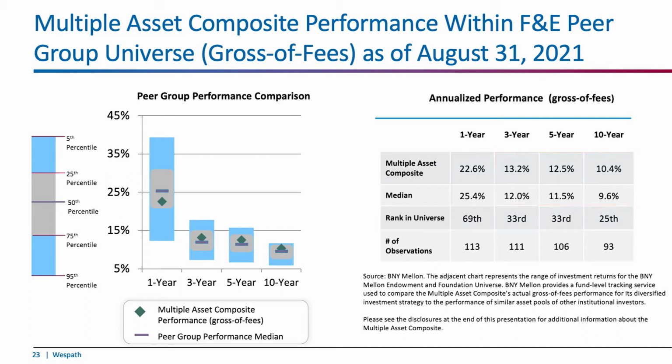In the 1 year, we were below the median, and the reason for this is because relative to foundation and endowments, the Multiple Asset Fund has a smaller allocation to alternatives, such as private equity.